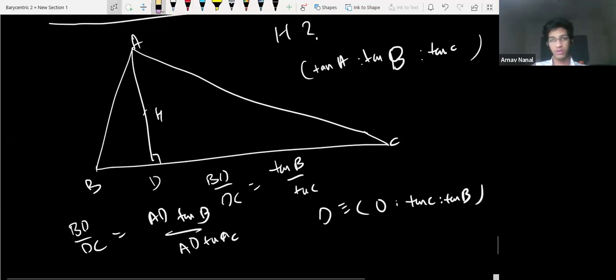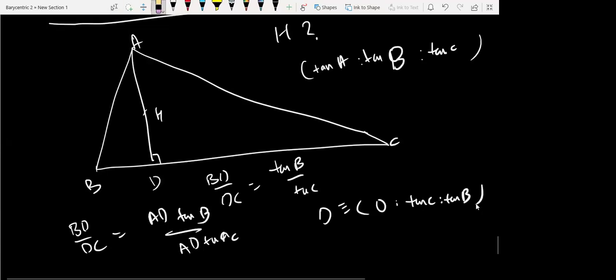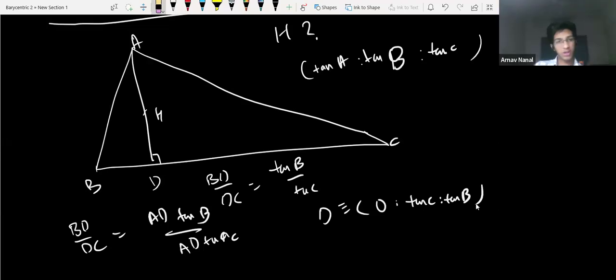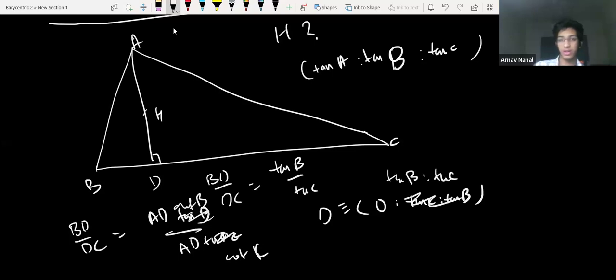I think I'm confused. Isn't it actually BD by AD is equal to cot B, because AD is the opposite side? Okay, right. That makes sense. I messed up. Wait. Okay, so this is like cot, this is also like cot. Then that makes pretty good sense. Then you get this is tan, so this thing is actually correct.